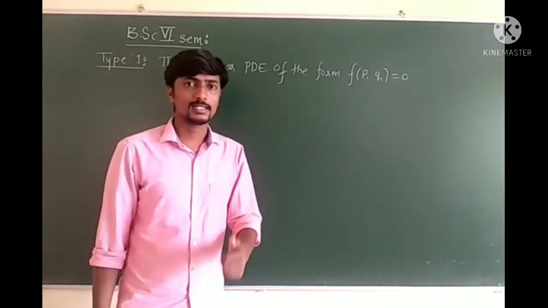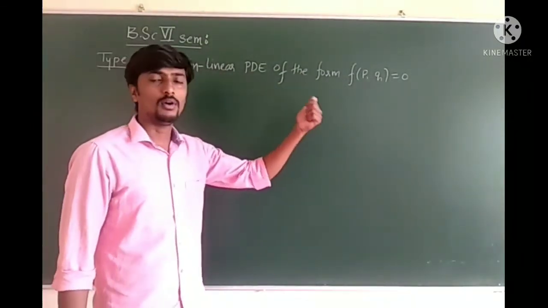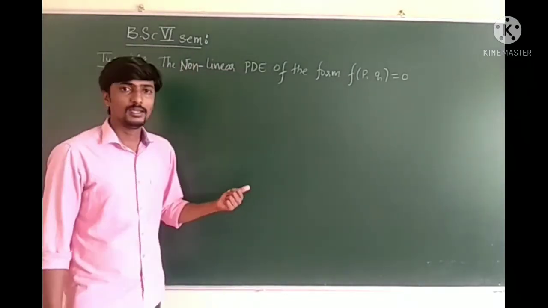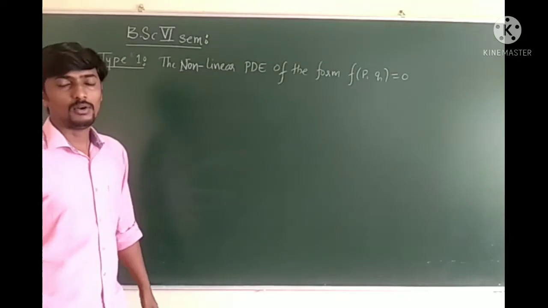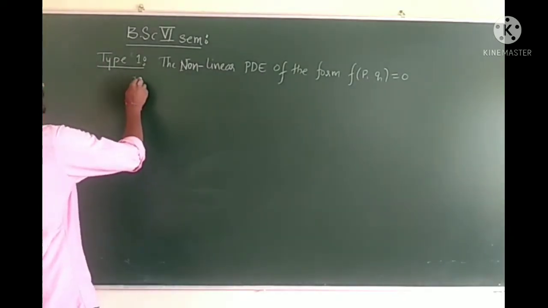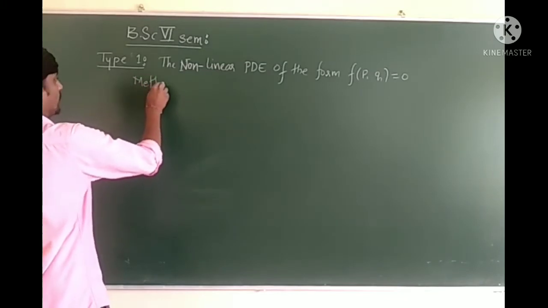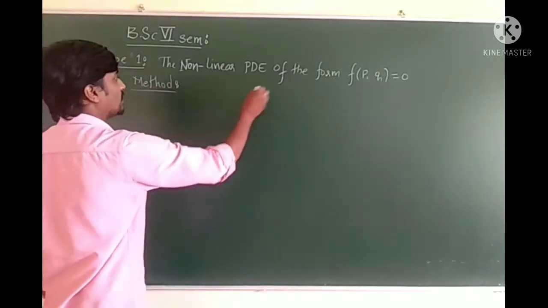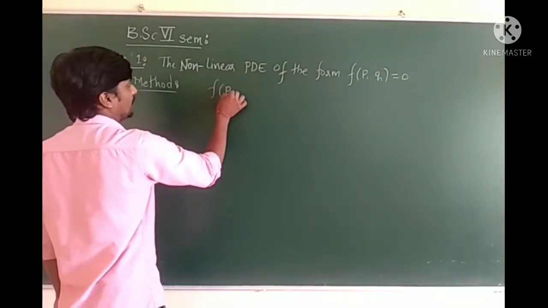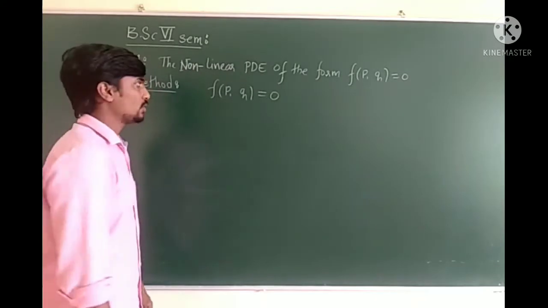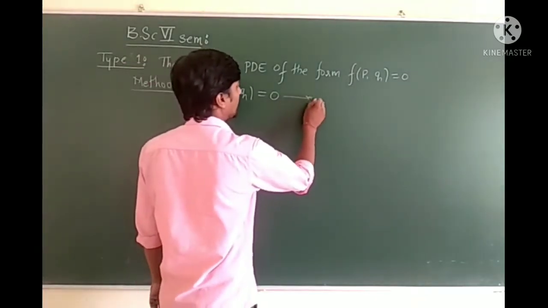So let's understand how to solve such a non-linear partial differential equation. Solve means we are getting the solution for that non-linear partial differential equation. Okay, so what is the method here? The method we are going to study. Let's consider this equation first: f(p, q) = 0. Consider this as an equation.